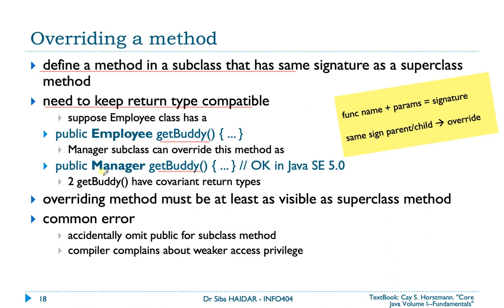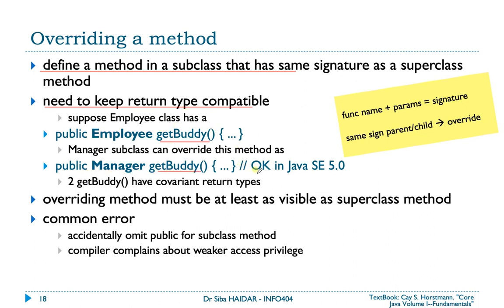How does it work this way? GetBuddy, for example, this method tells you who is the buddy of whom. So m.getBuddy tells you who is the best friend of m. e.getBuddy will tell you who is the best friend of e. So here you can say public employee getBuddy inside the employee class, and inside the manager class you can override getBuddy by saying public employee getBuddy.